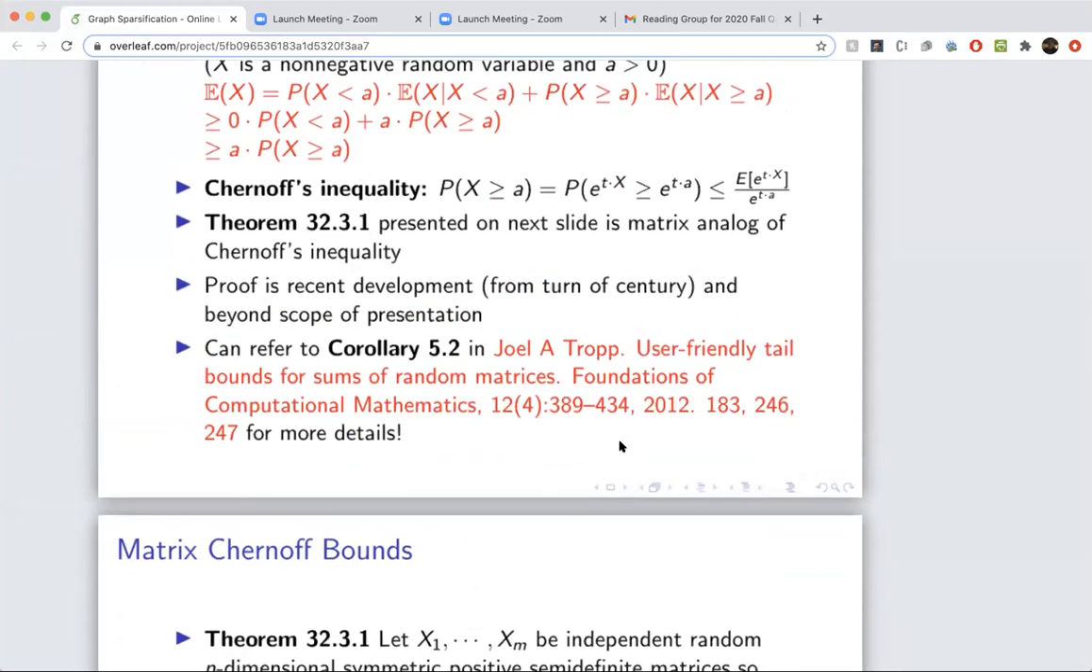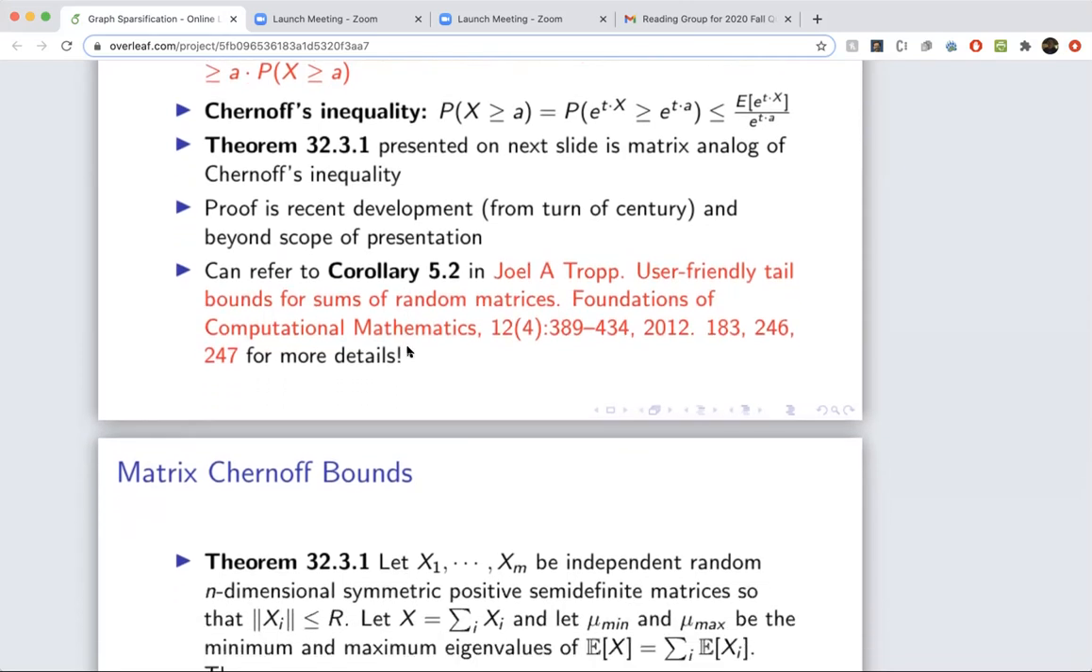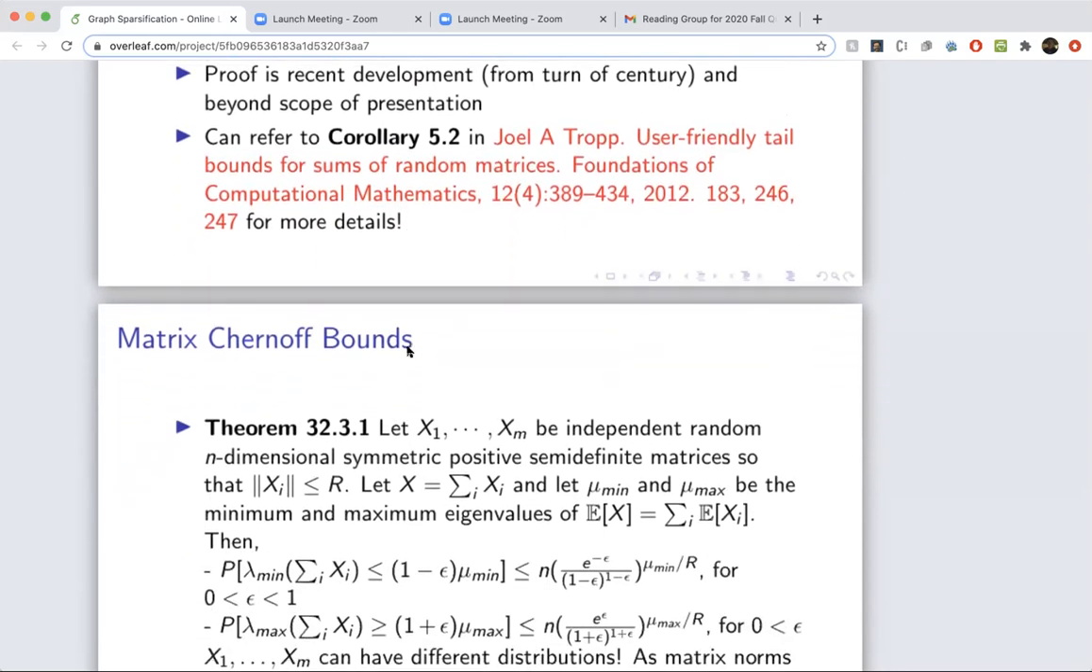So I'm going to introduce the next theorem, 32.3.1, but it's essentially the matrix analog of Chernoff's inequality. And the proof is a very recent development. It's from the turn of the century. If you want more information on it, you can find it in this paper, but it's very dense and long, and so it's beyond the scope of this presentation. So I definitely recommend you read through it, but I cannot present about it here.